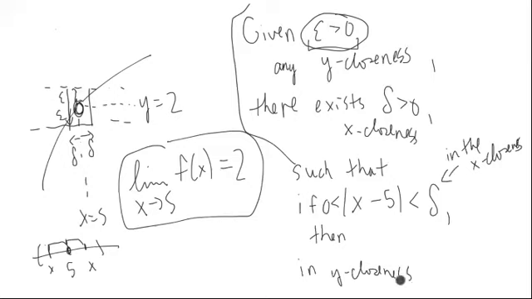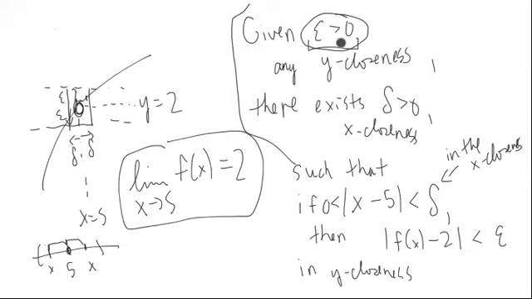How do we write that? Well, the y value of the function, f of x, the distance of that from the y value of 2 has to be less than epsilon. So we're in the y closeness. So the distance from f of x minus 2 to 2, that's the distance. The y value from 2 has to be less than epsilon, and epsilon is that y closeness. So in summary, given a y closeness, there exists an x closeness, such that if you're in it, then you're in the y closeness.